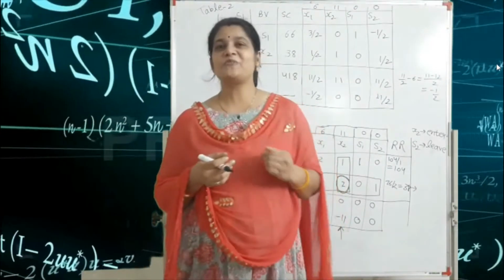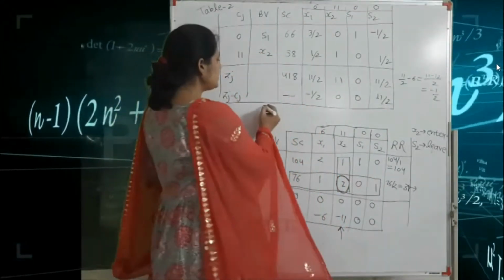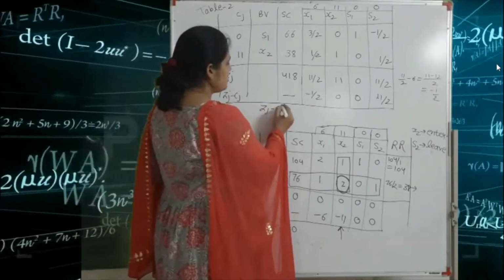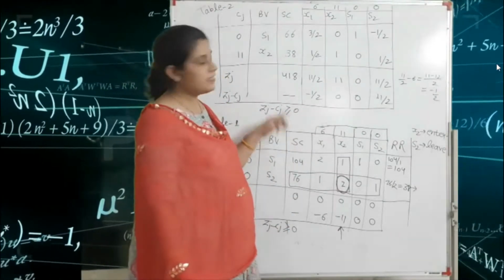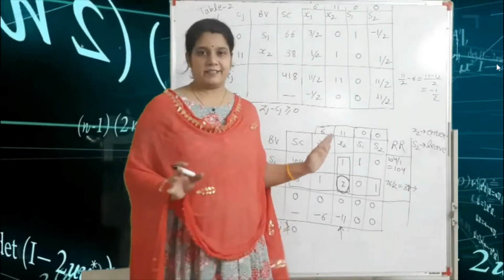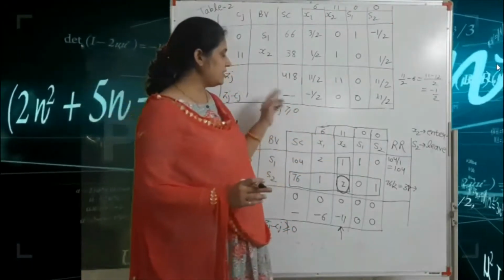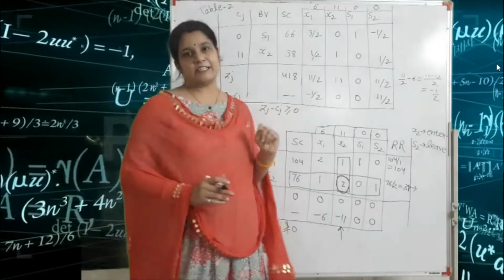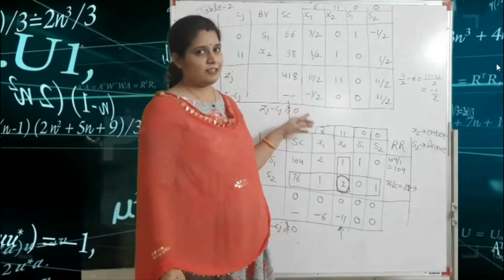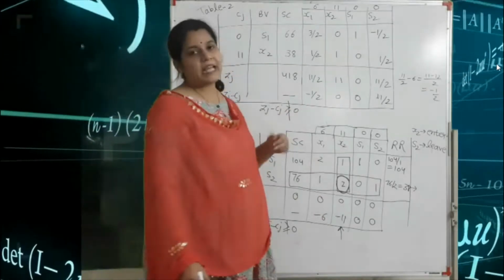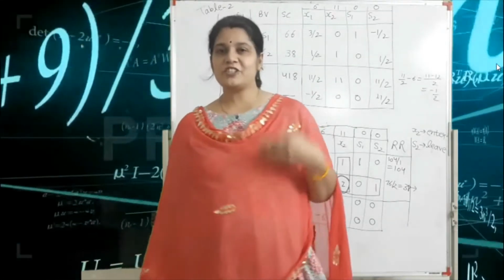Again we check the condition. What is the condition for the simplex method? The condition is Zj minus Cj greater than or equal to 0. If this condition is satisfied, then our solution is complete. Here we check, and this one value is negative. That means Zj minus Cj is not greater than or equal to 0. So next we find the third table, table 3.